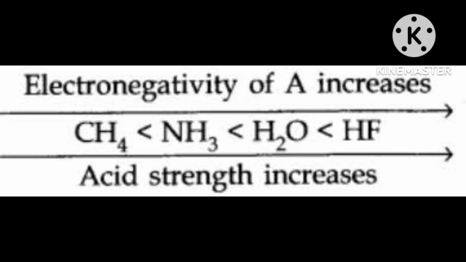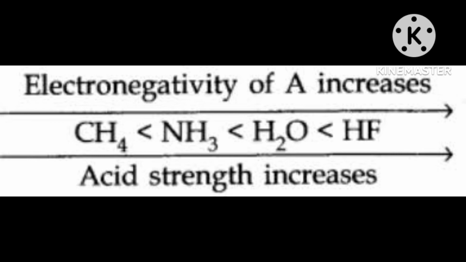Here we are talking about the anion. As the size of A increases down the group, because the size increases, H can be removed very easily. Different atoms in a group become bigger, hence it is easy to remove H. As the size of A increases down the group, HA bond strength decreases, and so the acid strength increases. As we go down, acid strength will increase, because H can be removed very easily.